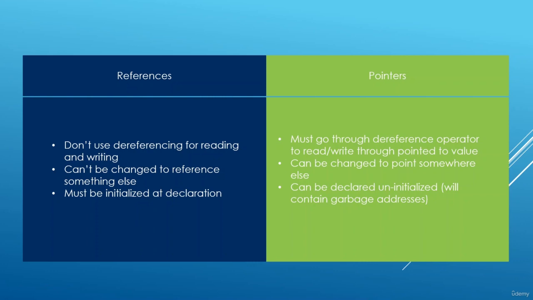The other thing is that for references, you have to initialize them at declaration. You can't declare a reference and not initialize it. If you do that, you're going to get a compiler error, and we're going to see that in a minute. But for pointers, you can declare a pointer and not initialize it, and it is going to just contain a junk address. And if you try to use that uninitialized, you are going to be setting yourself up for trouble. So these are the main differences between pointers and references, and now we are going to look at how these translate in code.